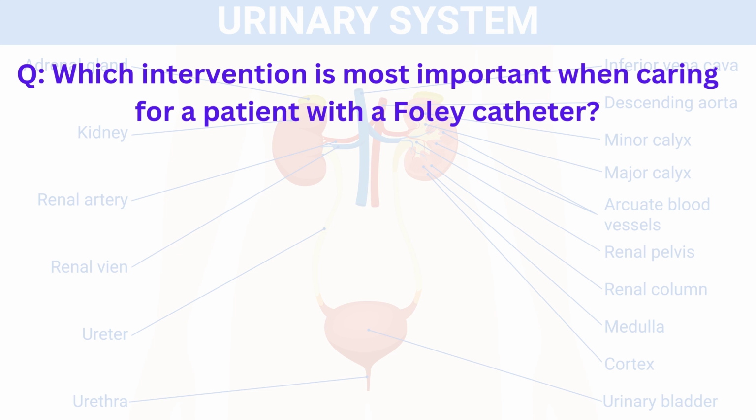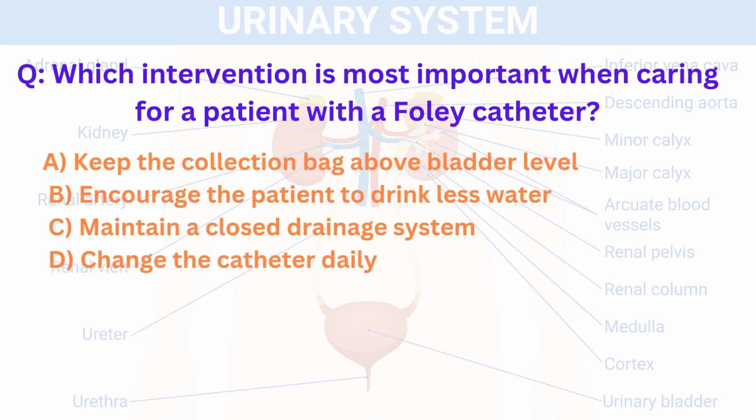Next question is, which intervention is most important when caring for a patient with a Foley catheter? Options are keep the collection bag above bladder level, encourage the patient to drink less water, maintain a closed drainage system, change the catheter daily. First option, that is keep the collection bag above bladder level. Keeping the collection bag above the bladder level can cause backflow of urine, which increases the risk of infection. Hence, the collection bag should be kept below the bladder level.